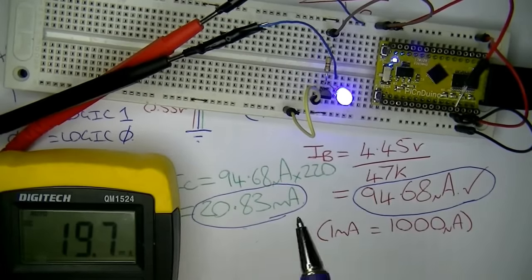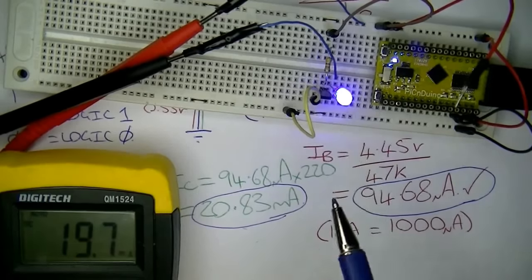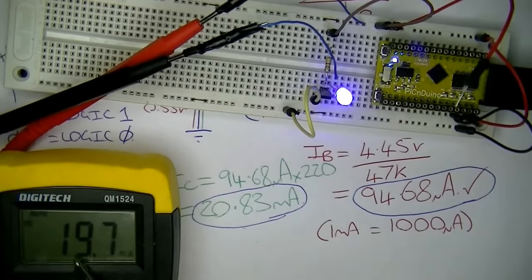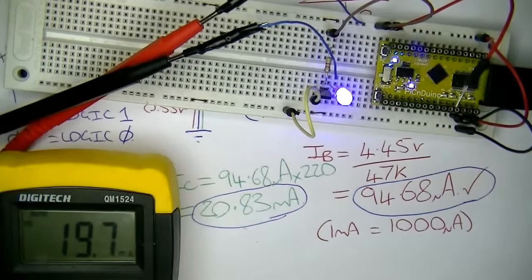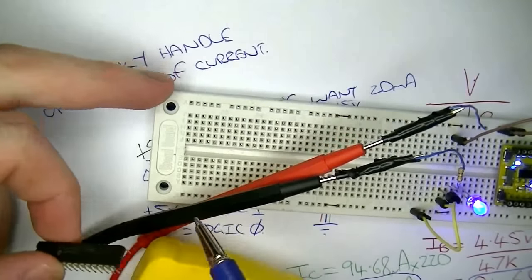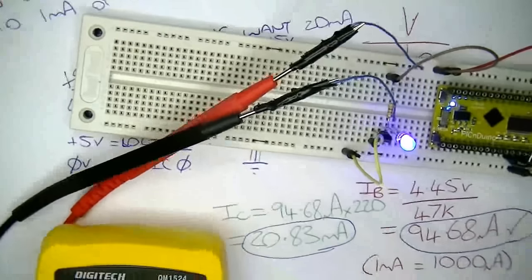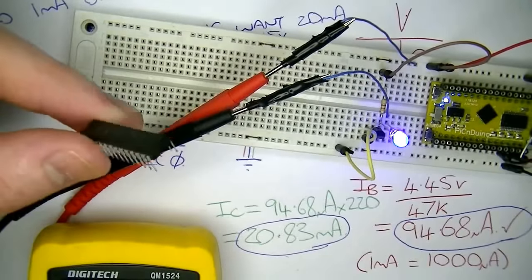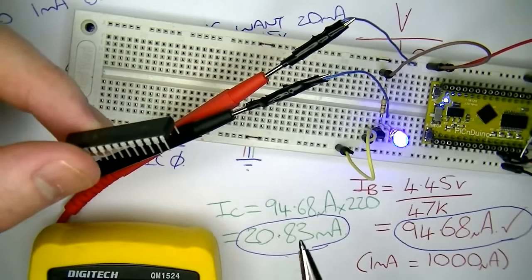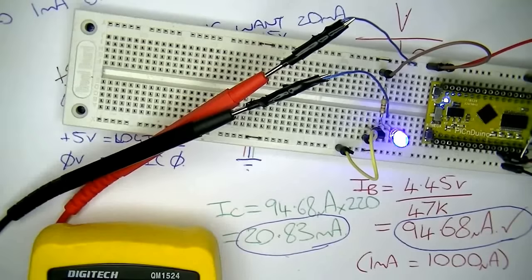Then we found, when we connected it to the transistor, that the collector current gave us around about 20 milliamps, so 19.7. Now, if you recall, I said at the start, we'll just pretend that this microcontroller can only handle up to 1 milliamp. So therefore, we could make this microcontroller handle even more than 1 milliamp by letting the transistor do all the heavy lifting for us. So in practice, microcontrollers could probably handle 20 milliamps.